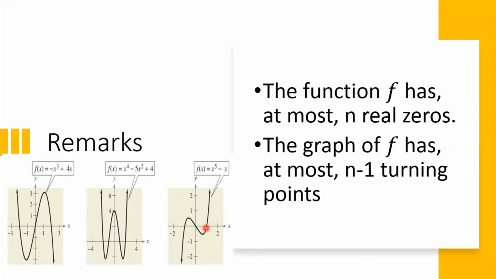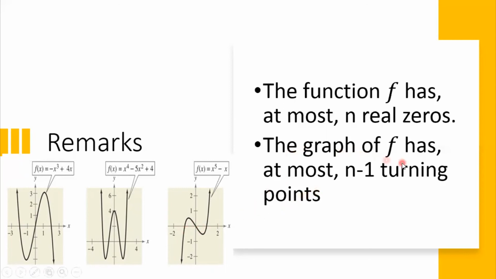3 zeros. By just looking at the graph, 3 zeros only. That's why it is "at most," meaning it is less than or equal to n. So in this case, 3 zeros, but we will understand why we only have 3 zeros, because there are zeros here that are repeated. Okay.